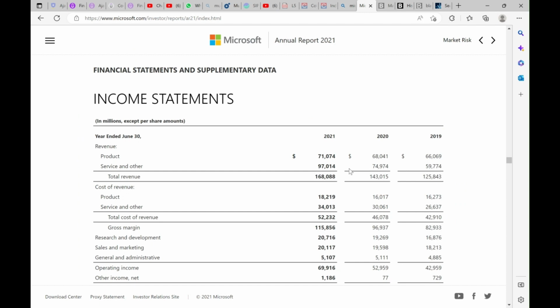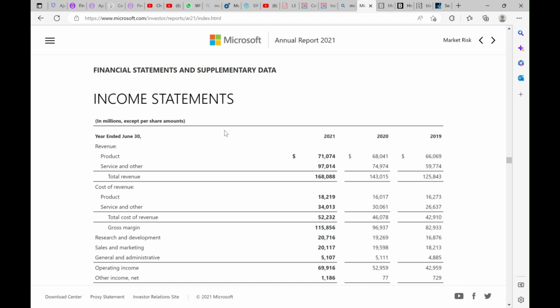So let's have a look at the financial statements of Microsoft. We pulled the annual report online. You can just Google and see. This is what I want to show as an example, basically in the real-time industry. These are the financial statements we have.